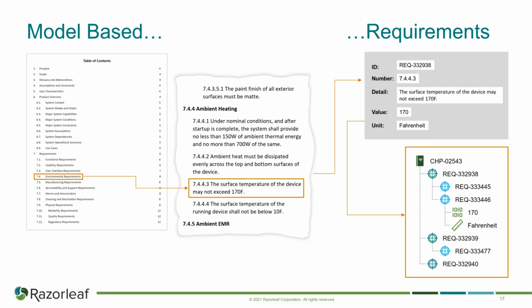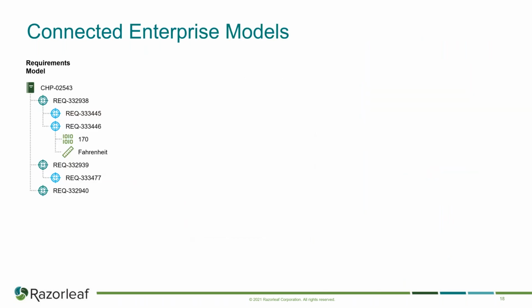So let's say that our 7.4.4.3 requirement is captured, right? We might still need to break it down and allocate it and do things to manipulate it. That's what becomes our requirements model. So we've taken the information out of the document, we've modeled it as data, and then we've extended it so our model is even richer than the input that we had.